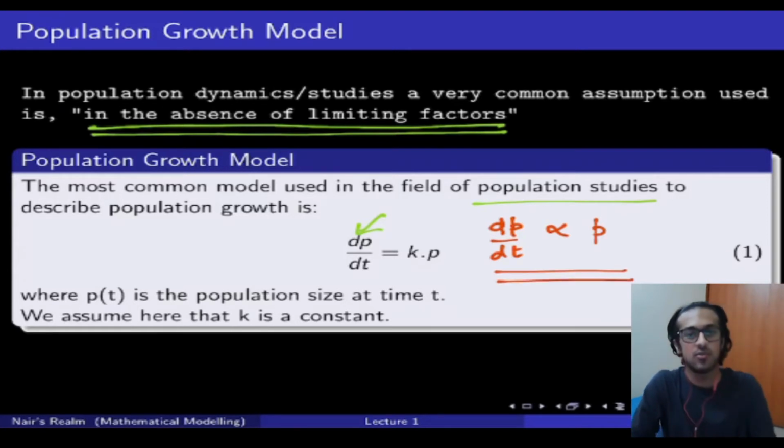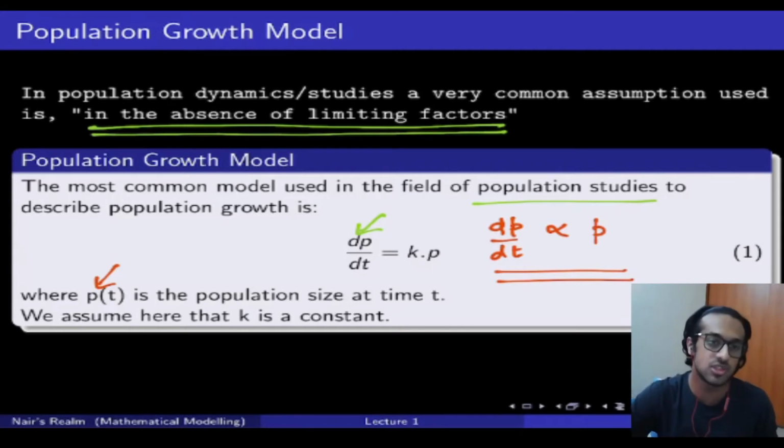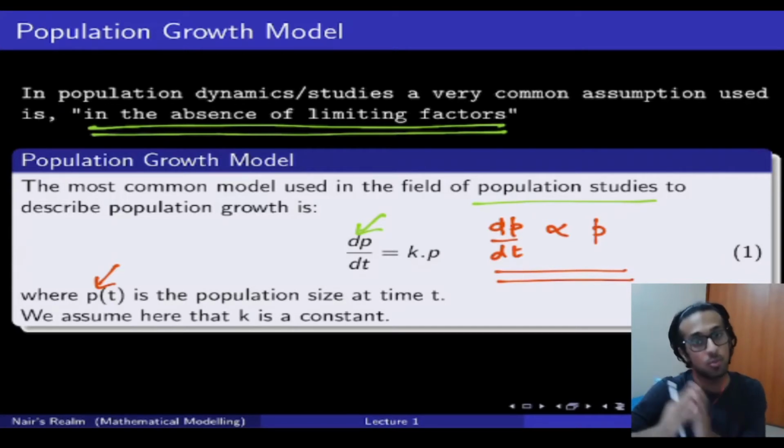This is essentially what this model says, right? So P here, or P of t, if I were to be specific, denotes the population size at the time t. What I'm saying is the rate of change of the population size is proportional to the population size. And that makes sense if you think about it.